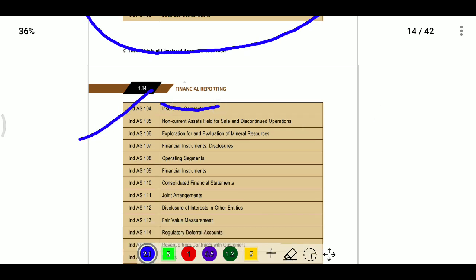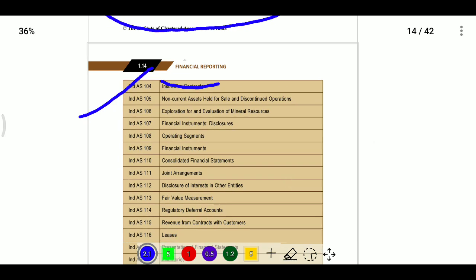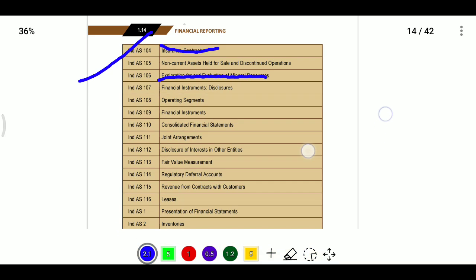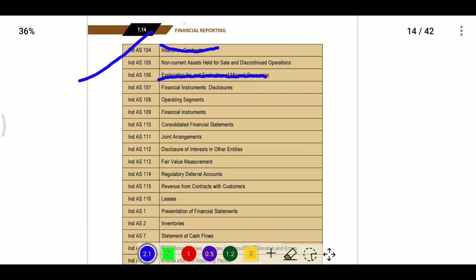This will not be there in the CA Final syllabus. 105 is non-current assets held for sale and discontinued operations. 106 is exploration for and evaluation of mineral resources. These are also not in our syllabus. And 107 is financial instruments disclosures. 108 is operating segments. 109 is financial instruments.